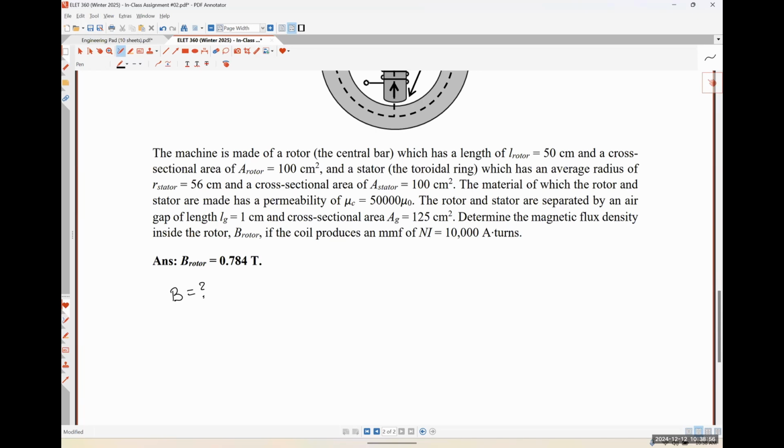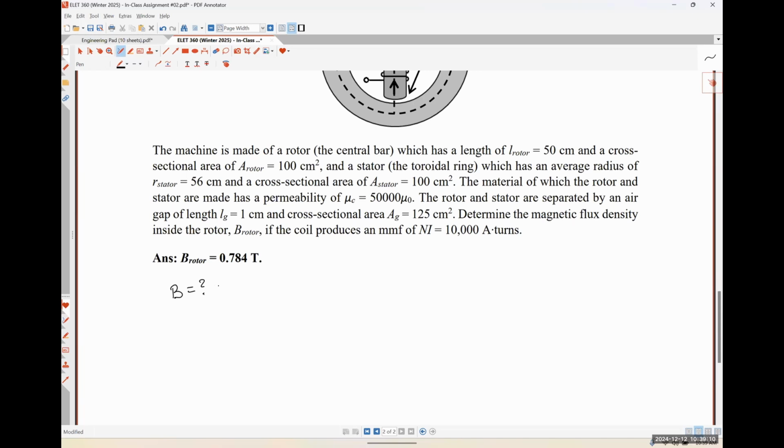Okay, all right, so we're trying to find magnetic flux density B. So what are our equations for B? B equals phi B over A, our magnetic flux over our cross-sectional area. I'm going to put B rotor here and A rotor here so that we know what we're looking at. The cross-sectional area of our rotor was given to us. It's 100 centimeters squared. So if we can find the magnetic flux passing through our rotor, phi B, then we should be good to go.